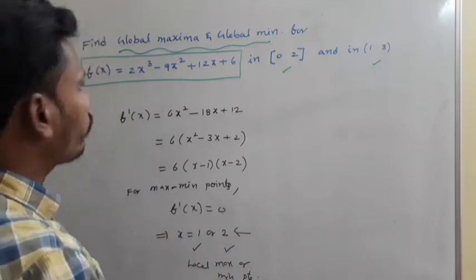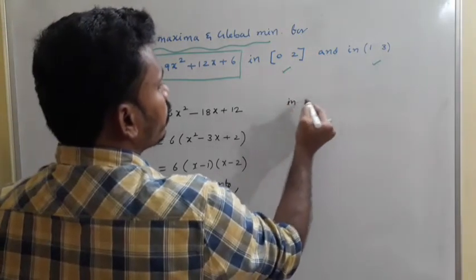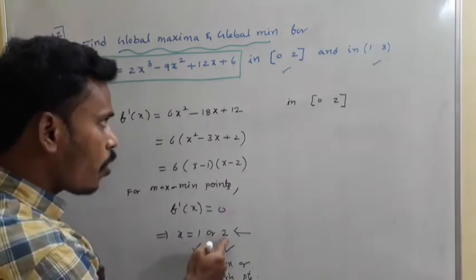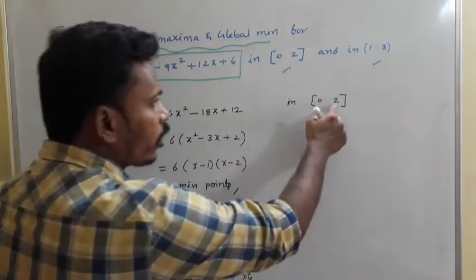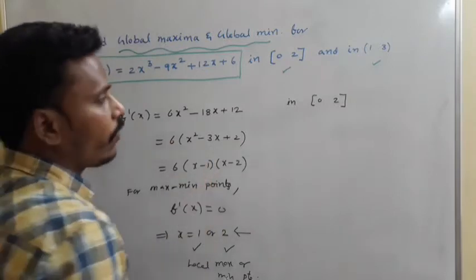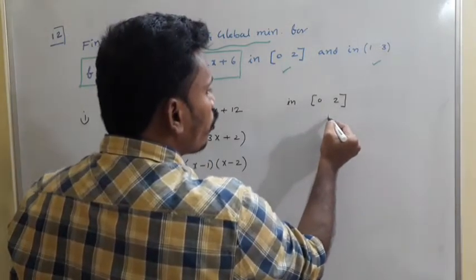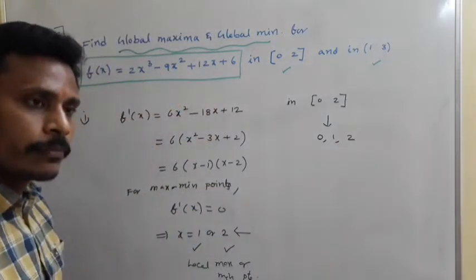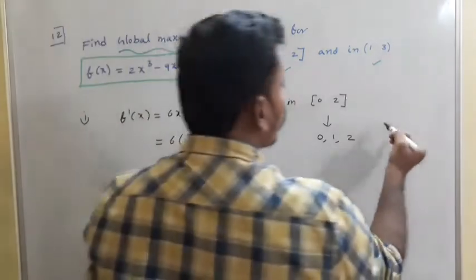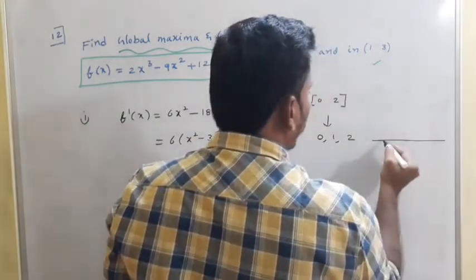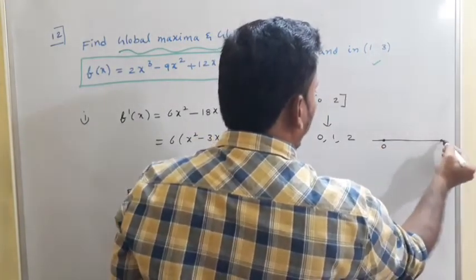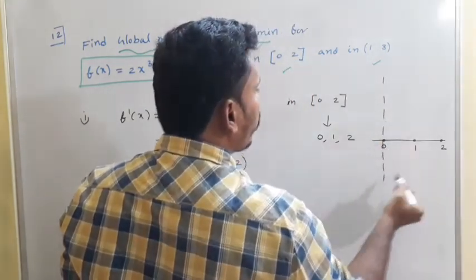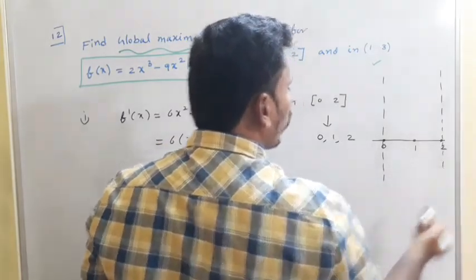Now in the interval 0 to 2, if you observe, 2 is already included in the interval and 1 is in between. So in the interval 0 to 2, to find maxima and minima, we need to check at 0, 1 and 2. If you wish to sketch the rough graph, somewhere here we have 0, somewhere here we have 2, and in between we have 1. We need to analyze the graph of the given function between 0 and 2.